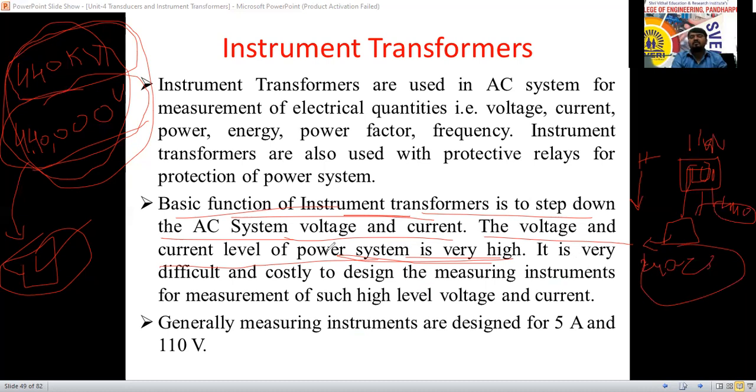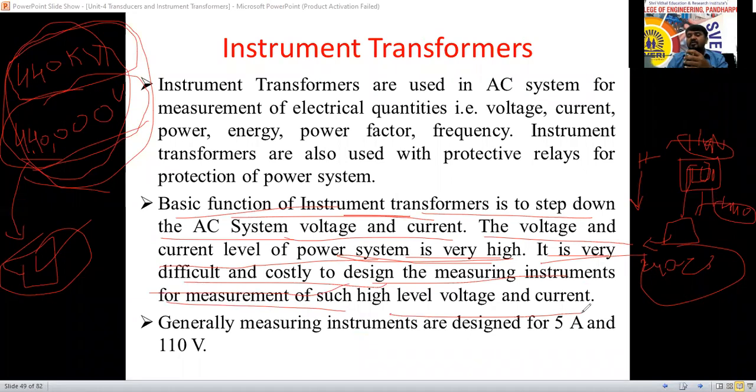So the voltage and current levels of a power system are very high. You can see in the substation, I told that one, 440 kV, 210 kV, 110 kV, like that. We are using very high levels of voltage over there. So to measure such high voltage and current, it is very difficult and costly to design the measuring instruments. To measure the high level voltage and current, it is very costly and very difficult.